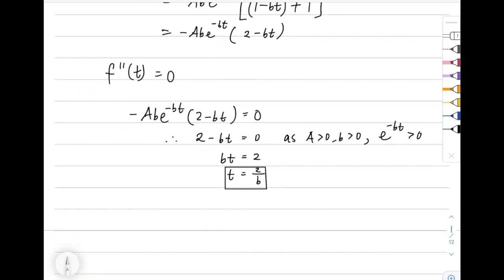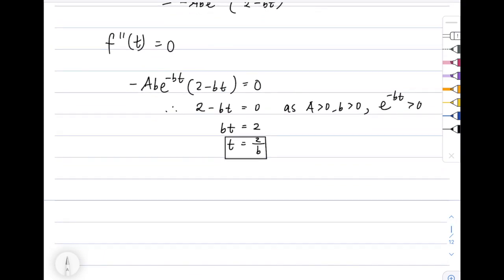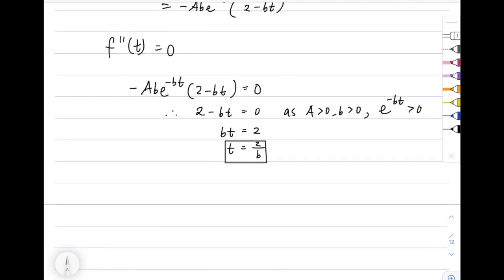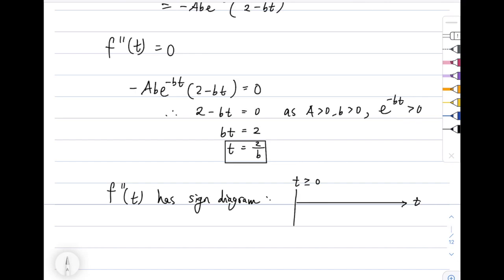inflection point. Okay, so what I'm saying is we need to somehow talk about the sign diagram of f double prime. So I'm going to say f double prime has sign diagram. And then I'm going to draw out a sign diagram. Okay, so we'll use a t-axis here. We're not really concerned about values. I believe the t-values are bigger than or equal to 0, so I think I can safely ignore negative values. And b is positive.